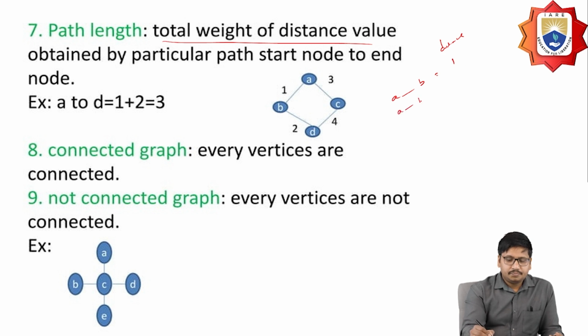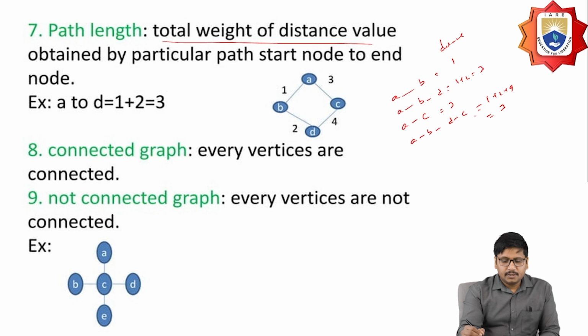A to B, B to D, how much? So 1 plus 2, 3. A to C should be 3. Or otherwise I can write A to B, B to D, and D to C also I can move. So 1 plus 2 plus 4, that should be 7. So like this, we can estimate the path length by calculating the sum of all the weight values.